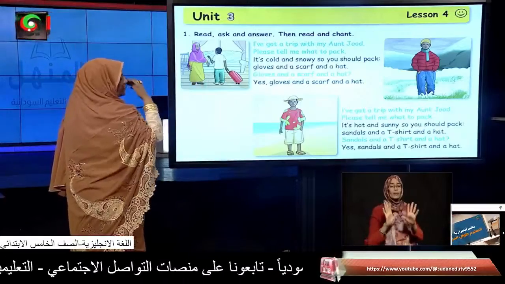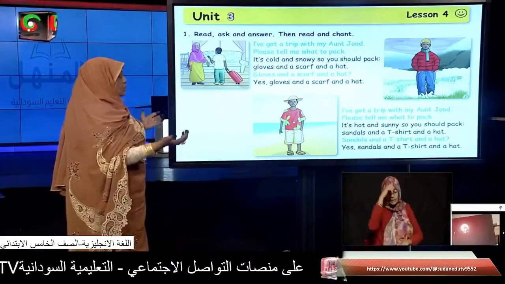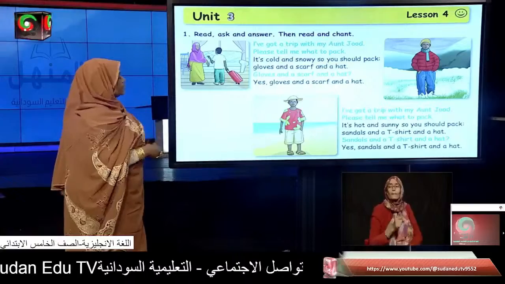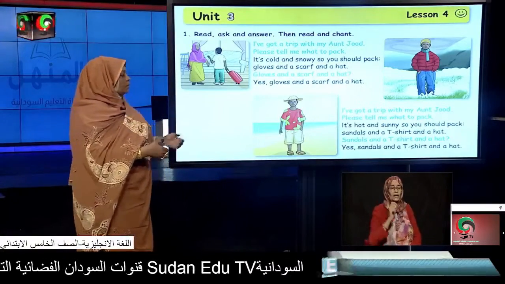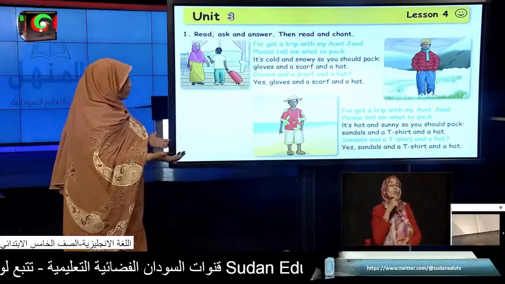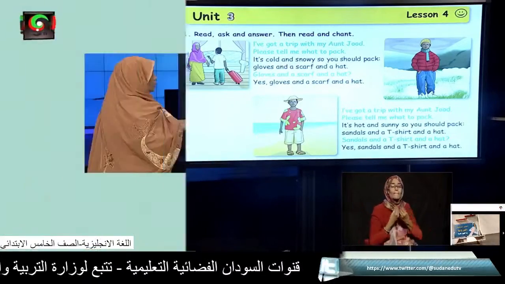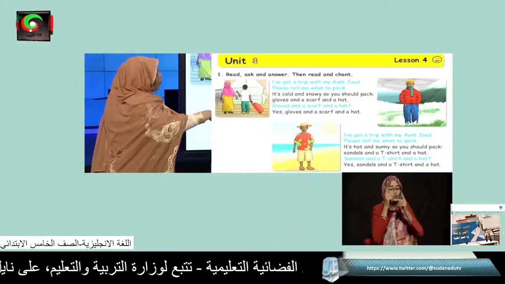As you see in the picture, the weather is cold because it is snowy. Here in the second trip, the weather is sunny and it's hot. So he asked also us to help. I've got a trip with my aunt Jude. Please tell me what to pack.